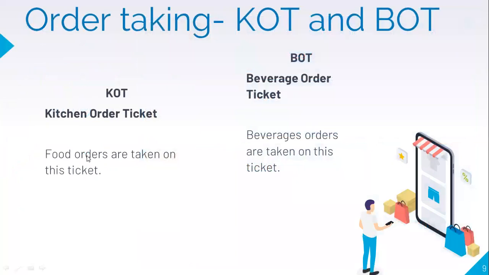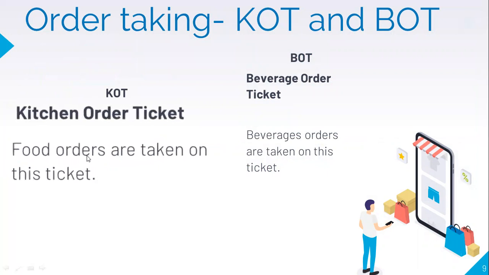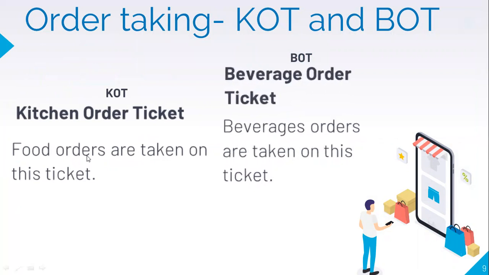Now, let's understand what KOT and BOT are, because we're going to use these terms again and again. KOT is kitchen order ticket. Food orders are taken on this ticket. BOT is beverage order ticket. Beverages and their orders are taken on this ticket.